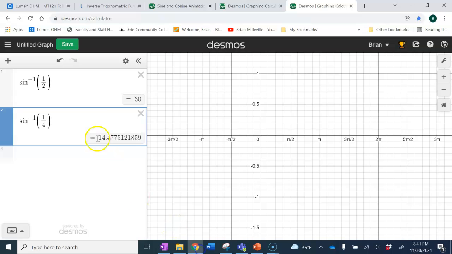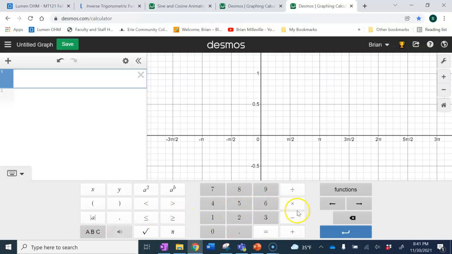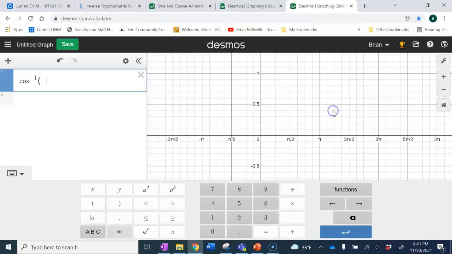Let's see how to do this in Desmos. Once again, we want to type in the inverse trig function. So we're going to open up the keyboard, find inverse cosine. Let's do both of them. So we're going to do square root of 3, get outside of the square root, divided by 2, close it off. Now, I do have this already in degree mode.